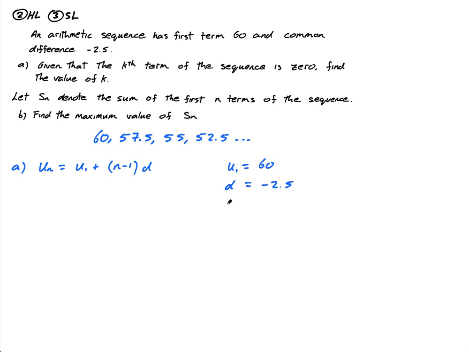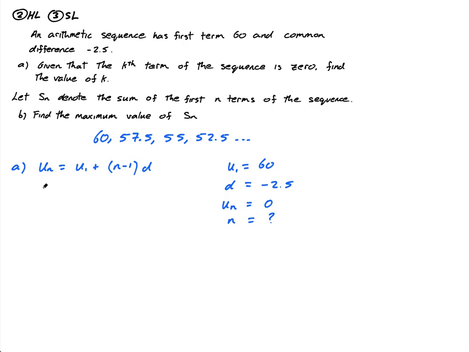We know our u of n, or u of k, let's call it u of n. We know our u of n is equal to 0. That's the nth term. It's equal to 0. And we don't know our n. So that's what we're trying to find.